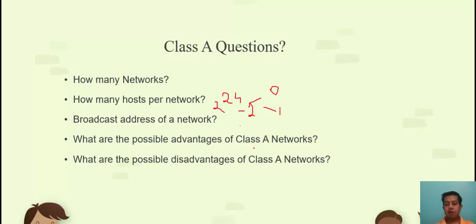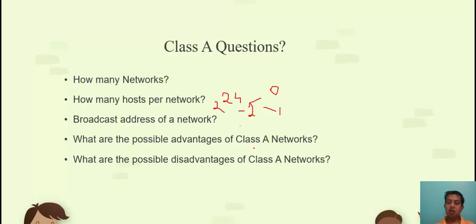What are the possible advantages of a class A network? You can think about it. One possible advantage is you can connect a huge number of computers in a class A network. 2 to the power 24 minus 2 computers is a very huge network. What are the possible disadvantages? The advantage is a disadvantage itself. You can connect a huge number of computers, but can you think of any organization which connects 2 to the power 24 computers in its network?